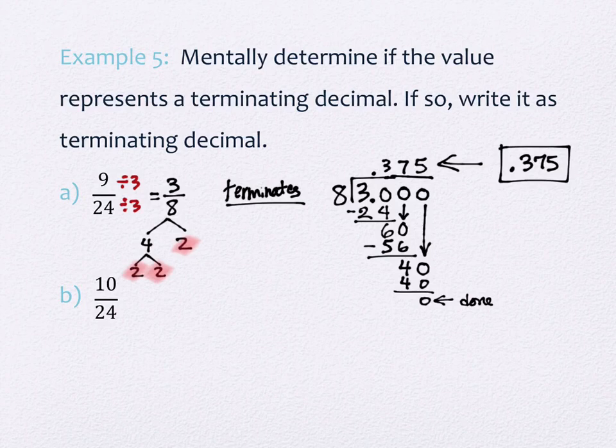Okay, same process for B. We examine, is it in simplest form? No. What will the numerator and the denominator both divide by? 2. Okay, so we're going to divide them both by 2. I have 5 on top, 12 on bottom. What's my next step?